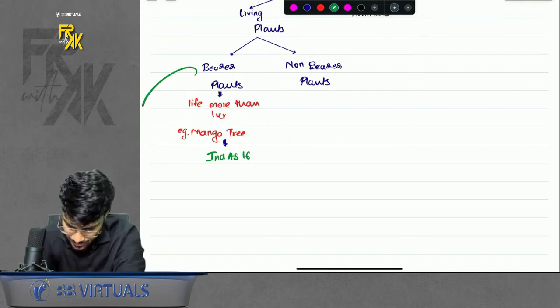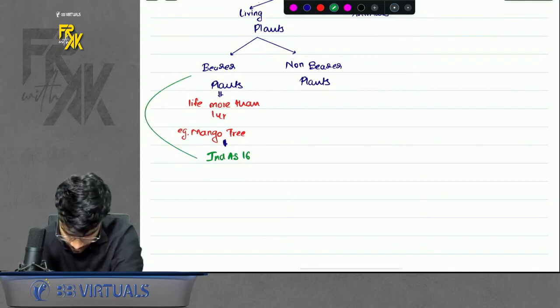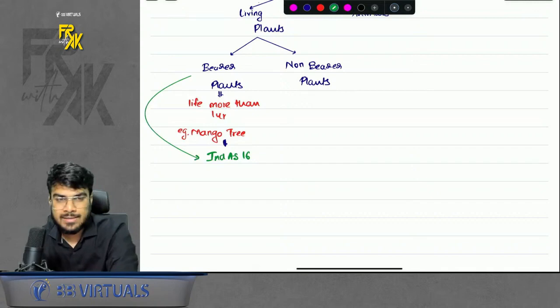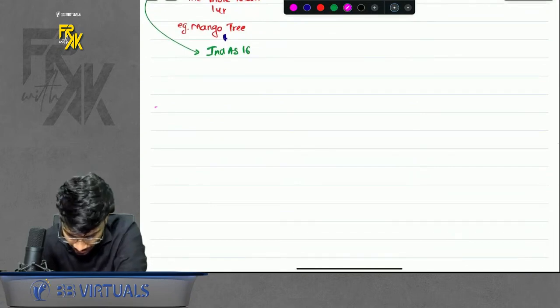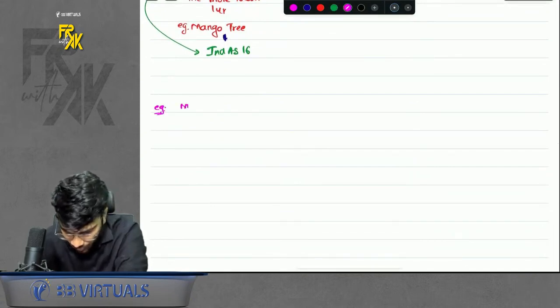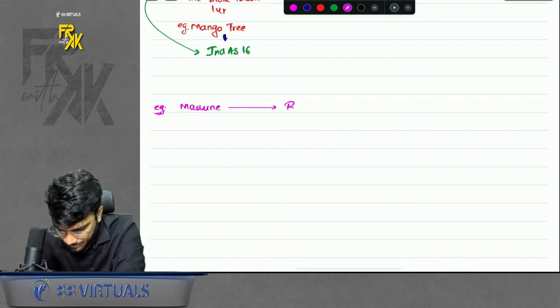These bearer plants are covered under IND AS 16. Now, the main question that will arise is why? Why will they get covered in IND AS 16? Let's take an example. For understanding purposes, let's assume you have a machine which manufactures biscuits.